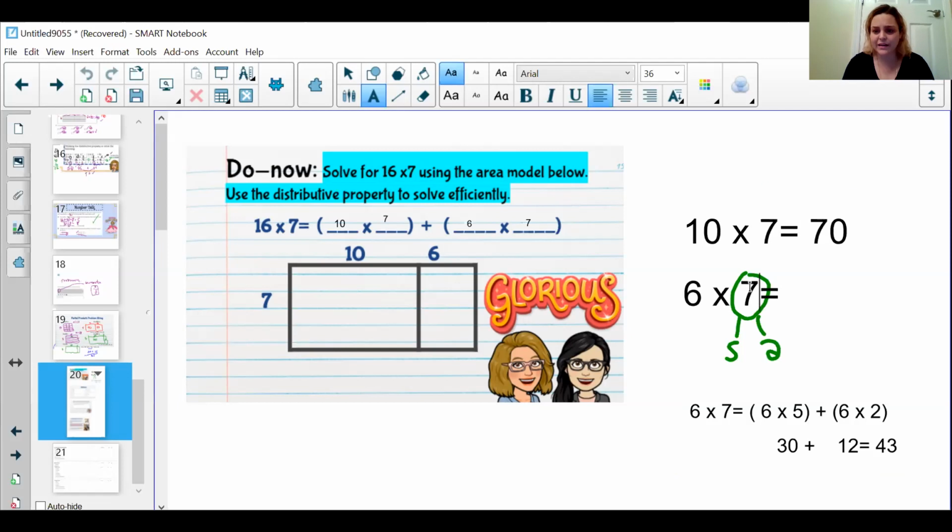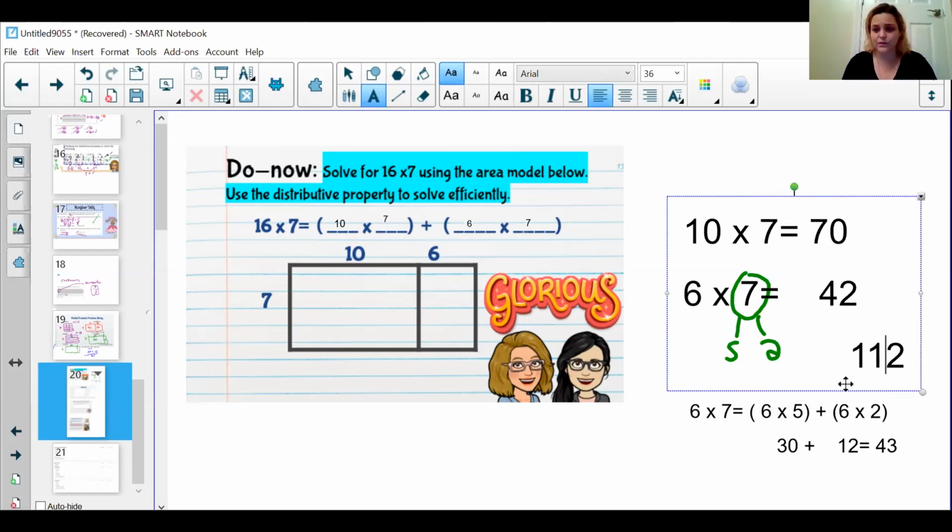So now if I go back here, 6 times 7 is 42, and I still have to add 70 and 42. 0 ones plus 2 ones is 2 ones, and then 70 plus 40, I know 70 plus 30 is 100, plus another 10 is 112. So I believe the product is 112. Give yourselves a double thumbs up if you got a product of 112 for this do now.